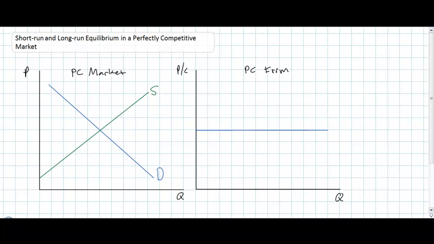In this video lesson, we're going to go into details about how a firm in a perfectly competitive market can earn profits in the short run, but is only going to break even in the long run due to the very nature of the market structure on which it is competing.